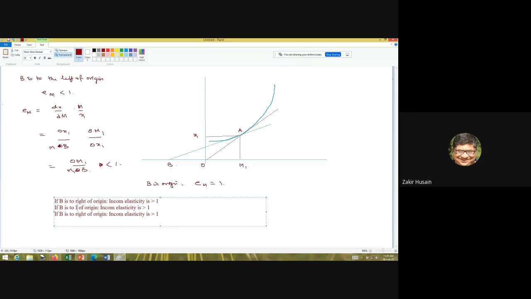If B is at the origin, income elasticity is equal to 1. If B is left of origin, income elasticity is less than 1.